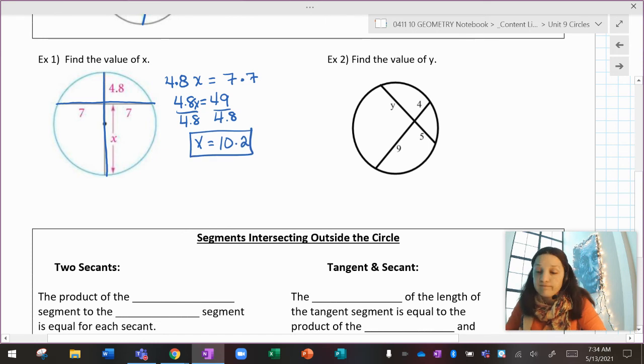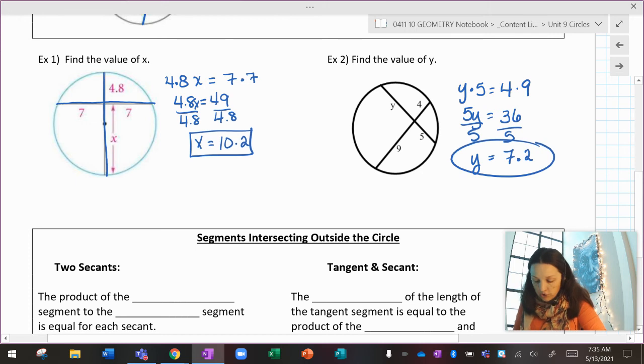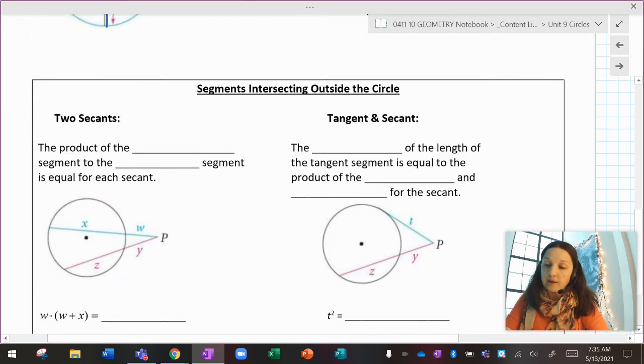And that's it. Find the value of y. Same thing. Here's two other chords. y times 5 equals 4 times 9. So 5y is 36. Divide by 5, and you'll get y equals 7.2. That's it. Rule 1, done.